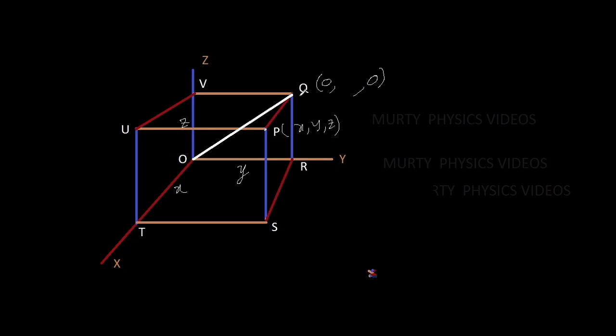What is the y coordinate? From this Q, draw a perpendicular line that is normal onto the y-axis like this. It cuts the y-axis at point R. The distance of this R from the origin is y. Therefore, y coordinate of this Q is y. Therefore, x coordinate is 0, y coordinate is y, and z coordinate is also 0.